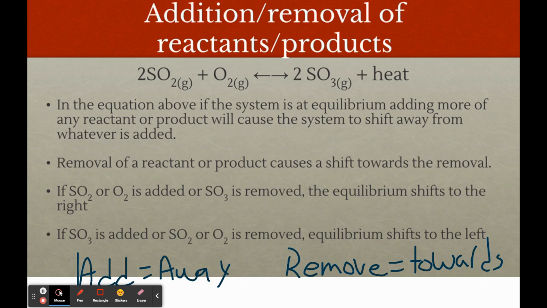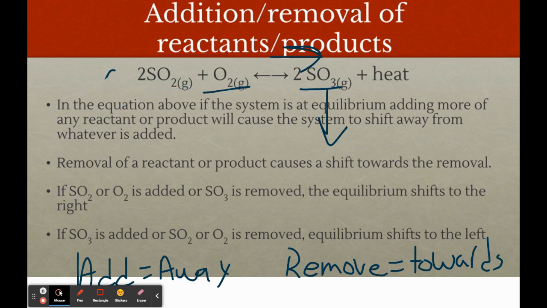Okay? So if we look, if SO2 or O2 are added, equilibrium is going to shift to the right. You're adding, so equilibrium shifts away. Okay? And then if we look at the product, if SO3 is removed, if we're taking that out, it's going to shift towards it, so it will also shift to the right. Okay? So either adding reactants or removing products for this reaction will cause the reaction to shift to the right.